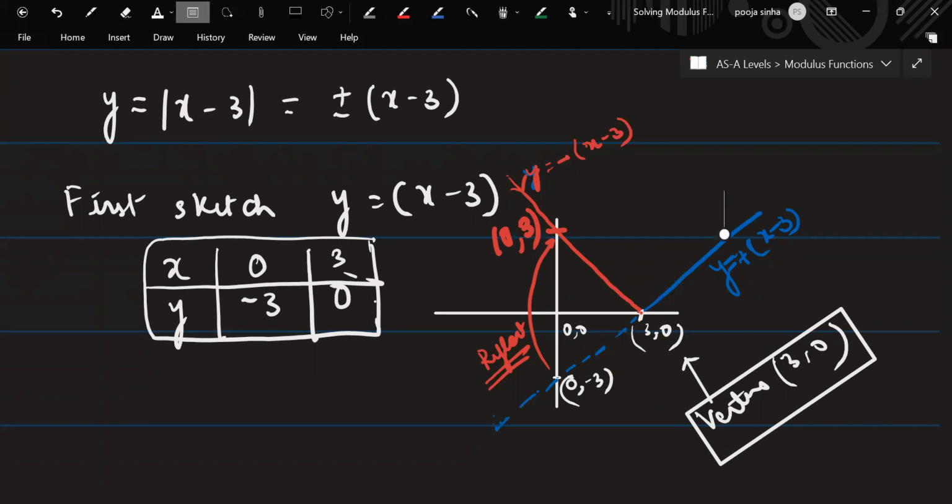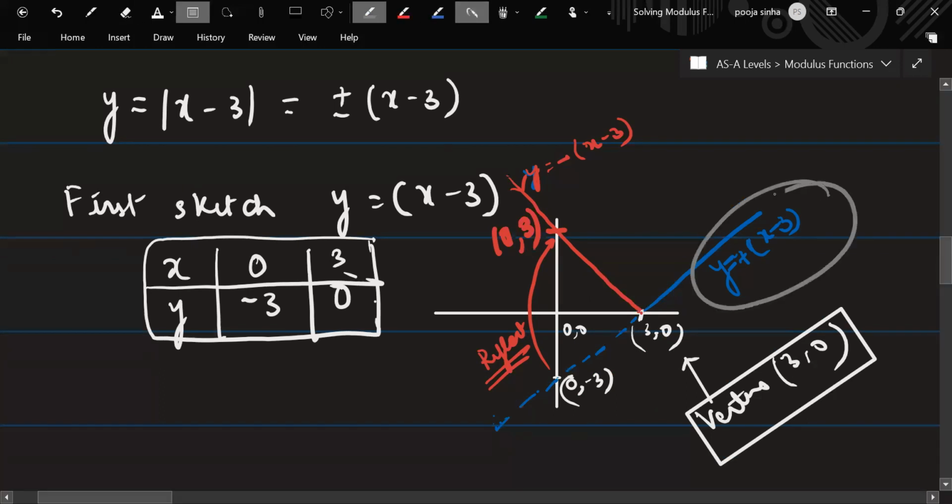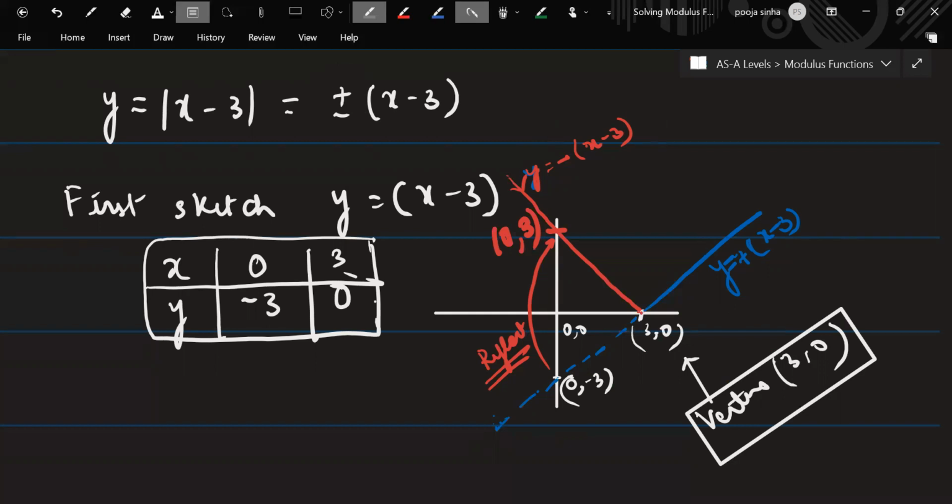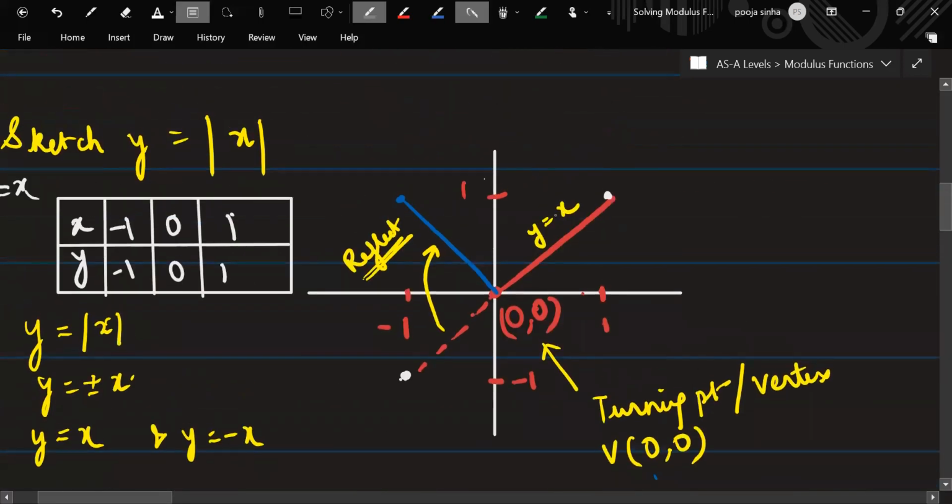So now the important point for you to note is this is your y is equal to positive x minus 3. And after you reflect, that is y is equal to minus x minus 3. So that's why there are two signs here. After reflection, it's in minus. So this was y is equal to plus x and this was y is equal to minus x.